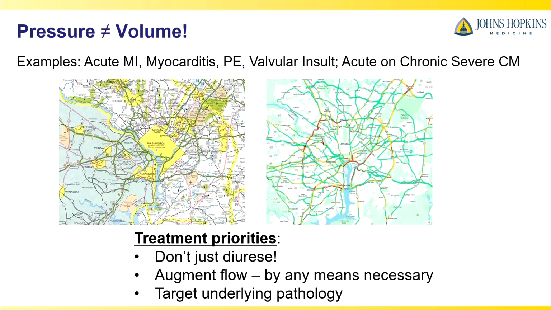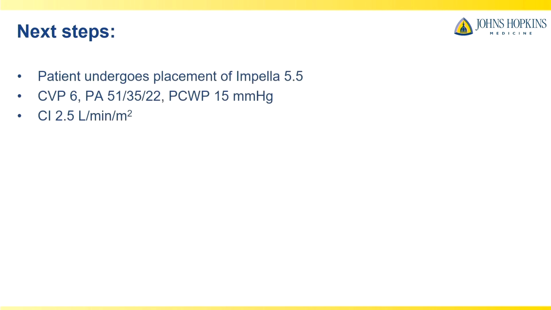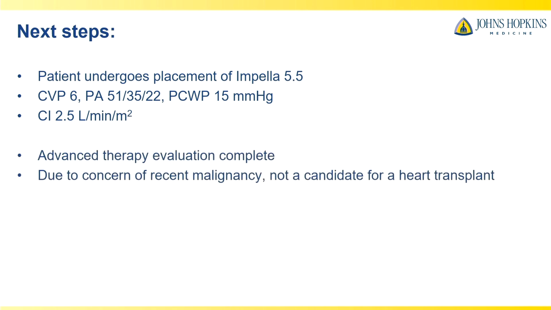You need to augment flow. You need to fix that underlying problem, whether it was an acute MI or PE or valvular insult, or some severely sick LV like we have in this situation. And you need to target the underlying pathophysiology. So in our next steps, we all agree that she's not perfusing well out of that LV. We've hit a roadblock. We stick an Impella in. Now we get better cardiac output and flow. Now you really start to see that CVP come back down.